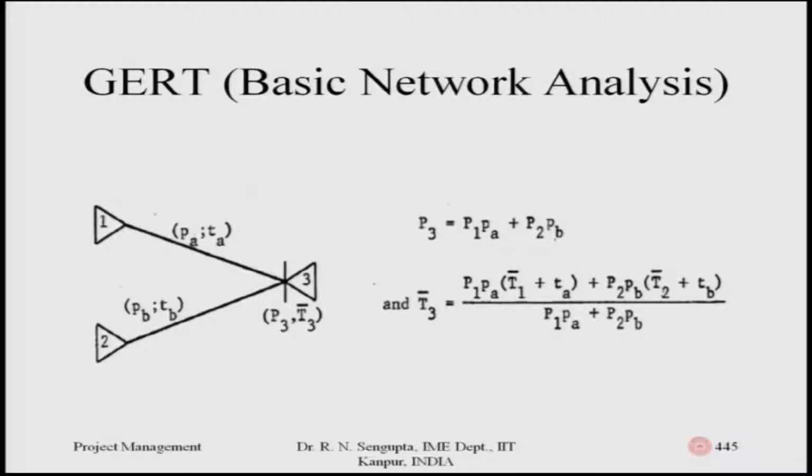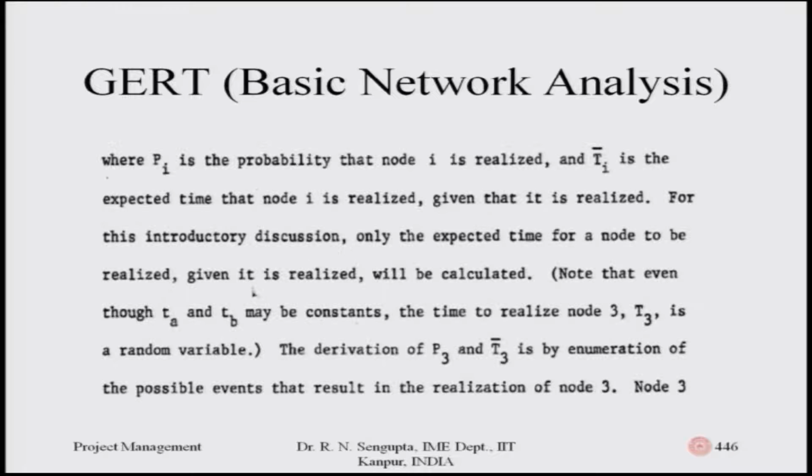So, if you see the numerator, you have times, that is T1 bar plus T suffix A, which is the time realization of the node and the arc, multiplied by the corresponding probability, which is P1 into pA, and the second realized value is T bar 2 plus Tb multiplied by its corresponding probability, which is P2 into pb. So, that is the weighted probability values which you have. It would then be divided by the probabilities which you have here in front of us, which is P1 into pa plus P2 into pb.